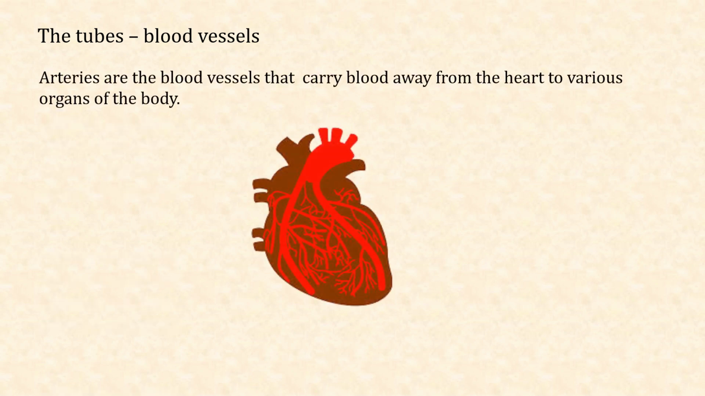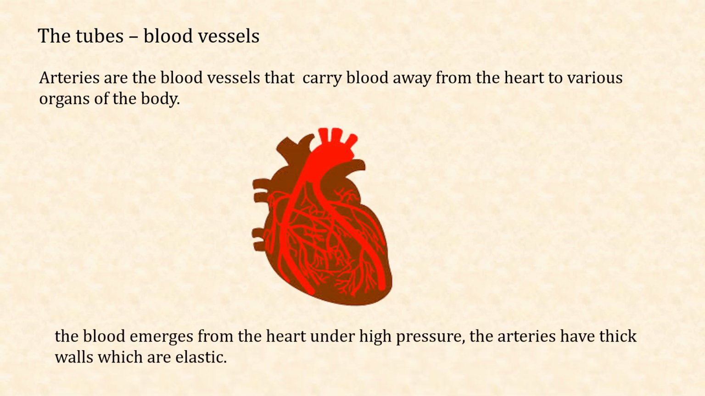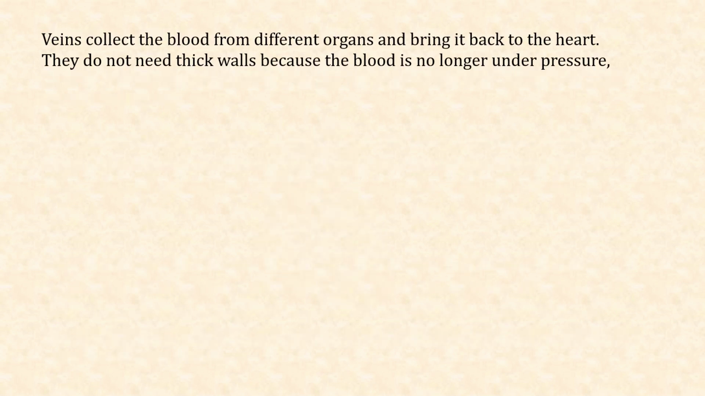Let's talk about the blood vessels. Arteries are the blood vessels that carry blood away from the heart to various organs of the body. The blood emerges from the heart under high pressure. The arteries have thick walls which are elastic. Veins collect the blood from different organs and bring it back to the heart. They do not need thick walls because the blood is no longer under pressure.